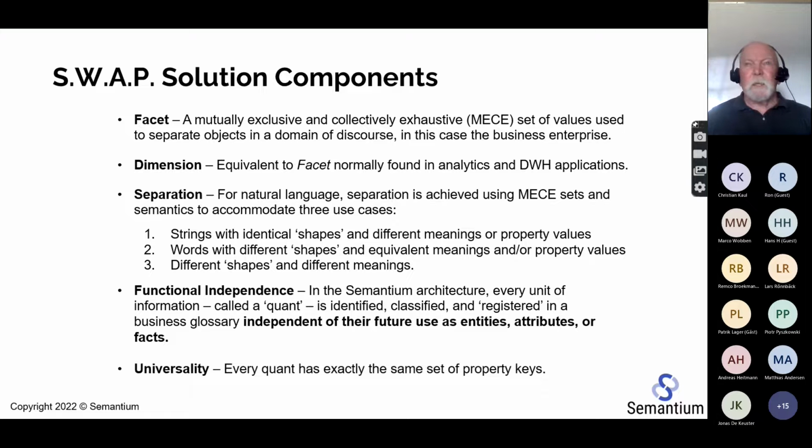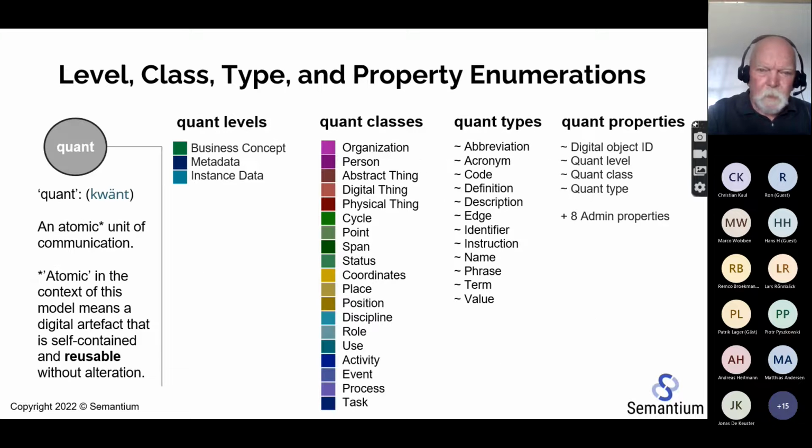And then finally, universality. This is one that gives some modelers pause. Every quant, every artifact of information in the Semantium ecosystem has exactly the same set of property keys. There's 12 of them. So the differentiator is in the class and the types, but the property keys are exactly the same. So it's a completely language-driven model.